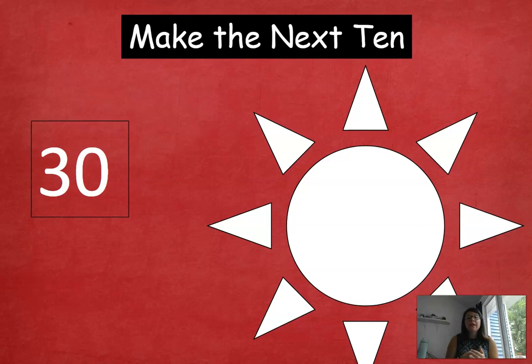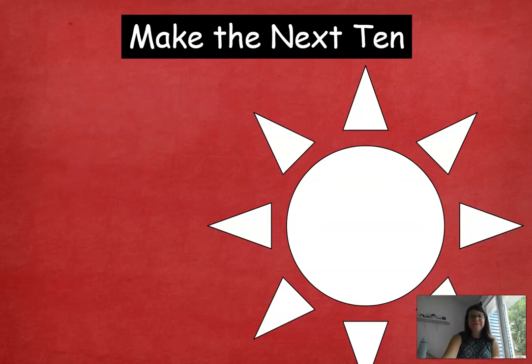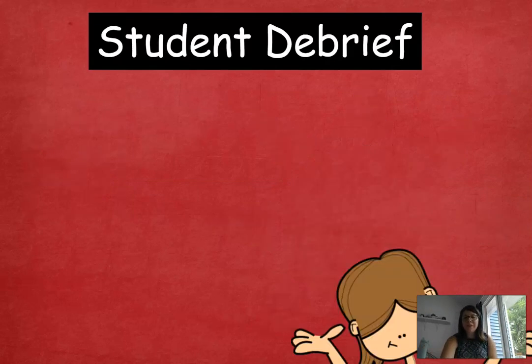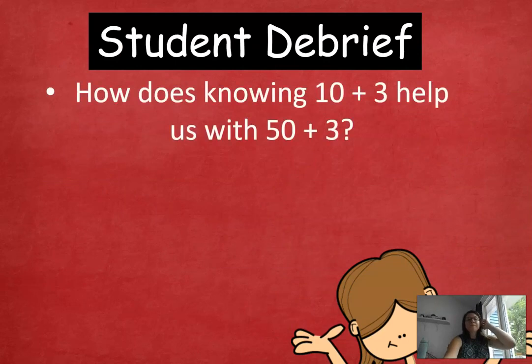If we're at 30 and we want to jump to the next 10, how many do we need? Good job. Same thing. 40 and we want to jump to the next 10. Beautiful. Good job. Okay. So, question for you. Go ahead and pause the video, talk to somebody at home, or you can just talk to me. How does knowing 10 plus 3 help us with knowing 50 plus 3? Pause the video, think about it, talk to somebody at home, or just talk to your computer. How does knowing 10 plus 3 help with 50 plus 3?